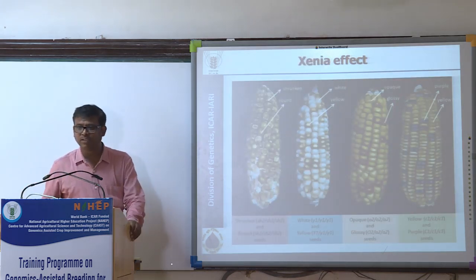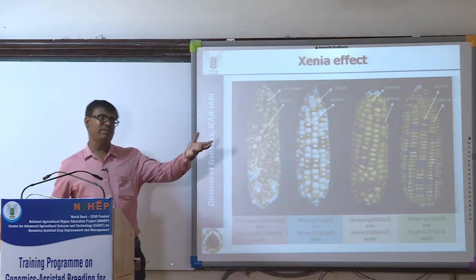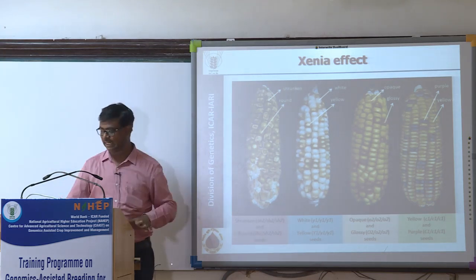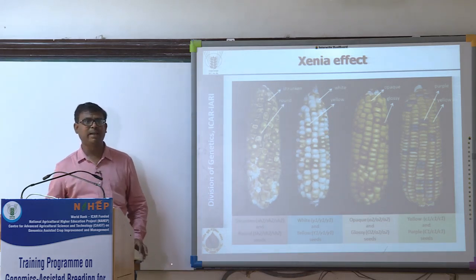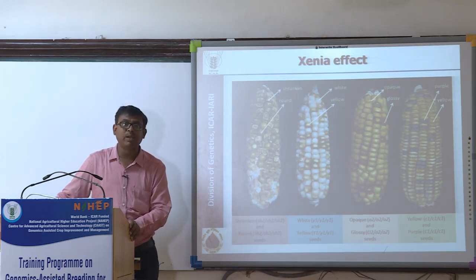In maize, we have also heard in genetics a term called the Xenia effect, right? What is Xenia? It is the effect of foreign pollen on the endosperm. Maize is again a classical example. Now, look here, this is a white maize. White or yellowness is governed by a gene called capital Y1. We call it yellow one.